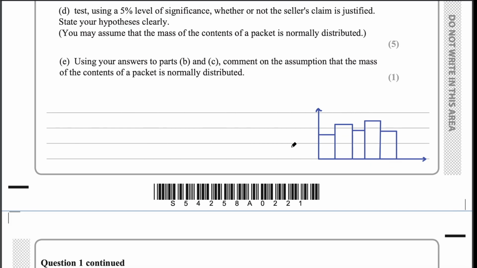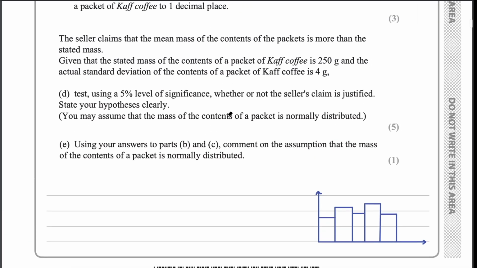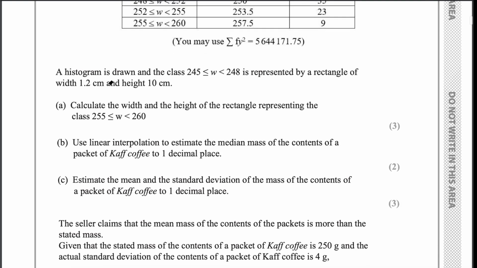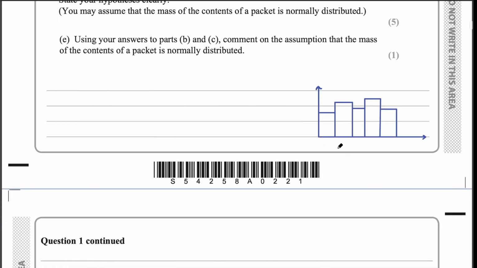Okay, so we have 5 bars for the 5 intervals, and they've given us the height and the width of the second bar here. So the width here is 1.2 centimeters, and the height was 10 centimeters. Now this vertical axis on a histogram is the frequency density. I'll just write FD for frequency density. And the frequency density is equal to the frequency divided by the class width. So I'll write CW for class width.